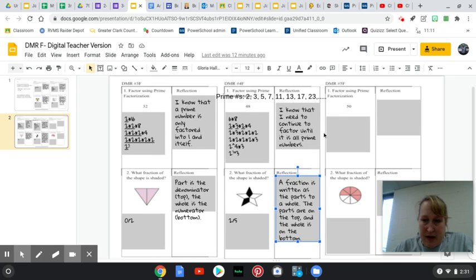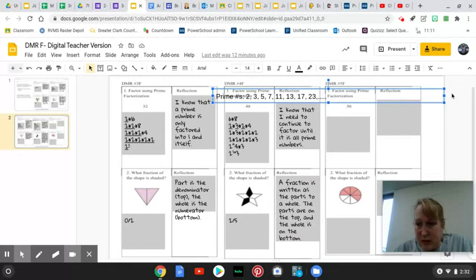Today is Dmr F number 5 or 5F. We are working on prime factorization and determining what fraction of the shape is shaded by determining the part over the whole.